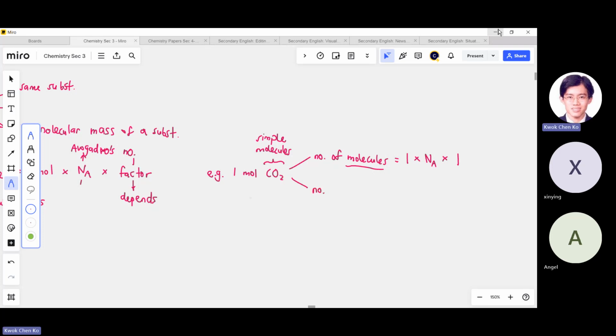But what if the question asks you for a number of atoms? Now, my CO2 is still 1 mole, so I keep 1 here. Avogadro's number is a constant, no change. Now, in this case, what's my factor, Dylan? Yes, because this has 3 atoms, 1 carbon and 2 oxygen. So the factor is 3 now.